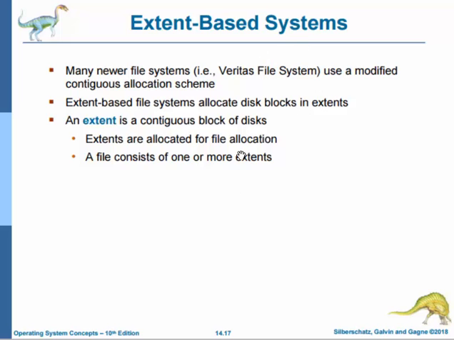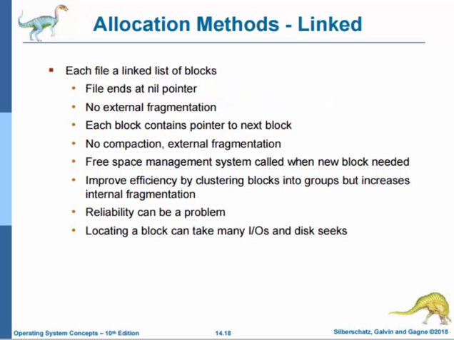Okay, so basically that's the concept of extent-based system, wherein an extent is a contiguous block of disks and they are allocated for file allocation, wherein a file consists of one or more extents. We also have a link allocation method which solves all problems of contiguous allocation. And with link allocation, each file is a linked list of storage blocks, and the blocks may be scattered anywhere on the device. The directory contains a pointer to the first and last blocks of the file.